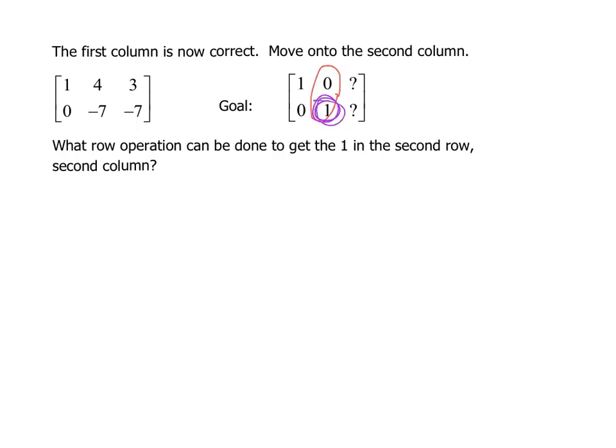And the first thing we're going to do is make this be a 1. So in order to turn a negative 7 into a 1, we could divide by negative 7, or multiply by negative 1/7. So we are going to do negative 1/7 row 2 and put that in row 2. So negative 1/7 times row 2 looks like 0 times negative 1/7 is 0. Negative 7 times negative 1/7 is 1. Negative 7 times negative 1/7, also 1.